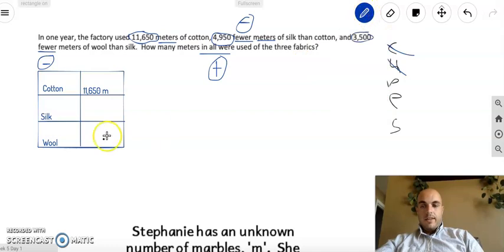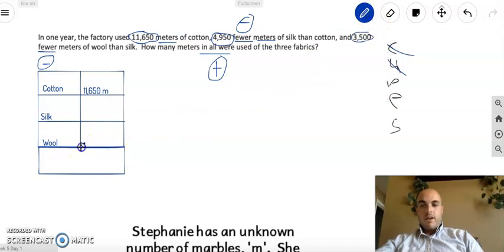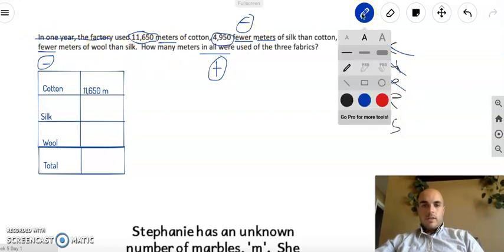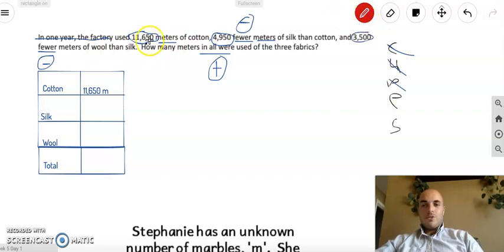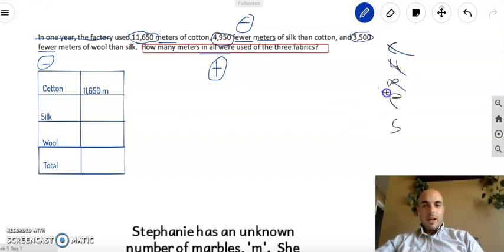So I'm actually going to add a section to our chart here that's going to be dedicated to just the total, because we have to add all of these up. So we have a couple steps we have to do. Okay. Eliminate. I can eliminate the in 1 year the factory. Oh, I totally forgot to box. So you get going too fast and you forget things. There we go. Okay. Now we can solve.